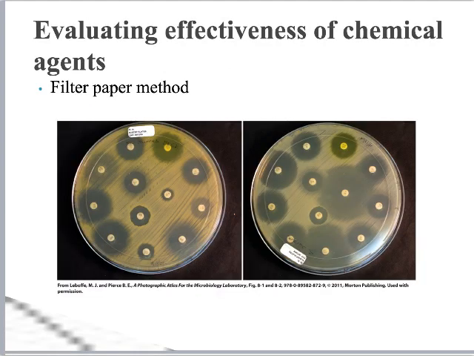Okay, so we're doing this in lab. One way to evaluate how effective chemicals work is called the filter paper method. Basically we take a big petri dish and make a lawn of bacteria on it. So all of this is bacteria. Then we add some filter paper discs that are dipped into different chemicals. And then we look for a zone of inhibition around the ring. The bigger the zone, the more effective the chemical is.